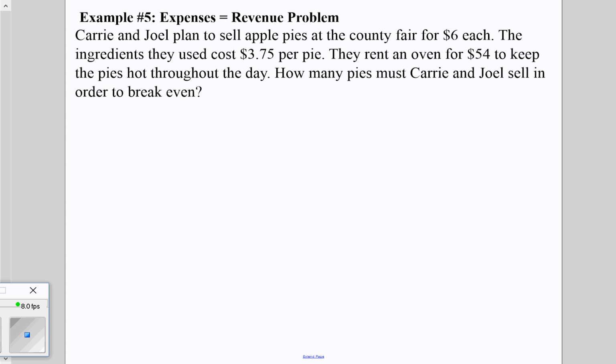Okay, next we have more of a business problem. We have expenses and revenue. Expenses would be the money that you spend, and revenue would be the money that you earn, but both of these values in terms of amounts would be money. So we're going to need a variable, we'll use M to represent money. This is a dollar amount of money. And in this case, the product that's being sold and made are pies. So P can represent the number of pies. So not the cost of a pie, but the number of pies.